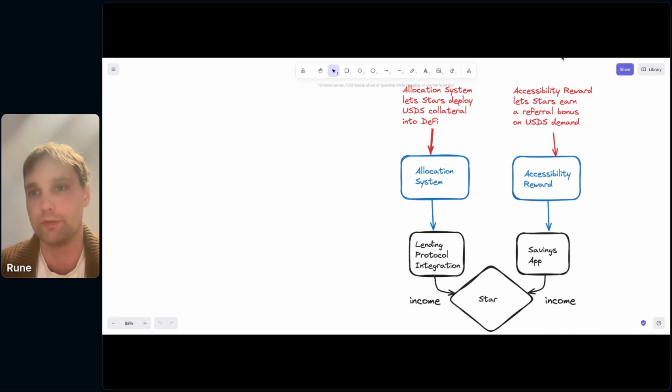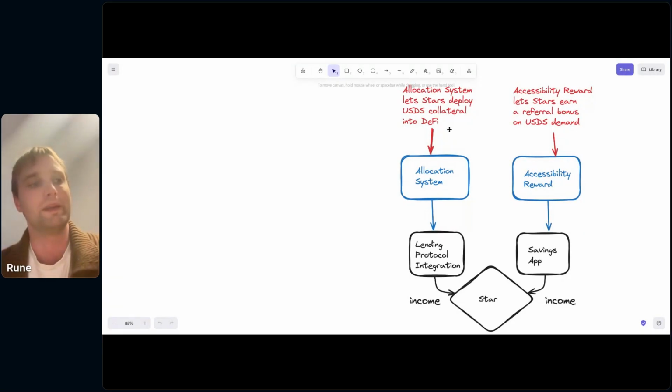And actually, if we get Rajiv back, then he can also talk about the recent accessibility reward FAQ. So in case people have read that and have questions, we can get a little bit into the accessibility reward. But the very basic description of it is that this is the demand side driver, right? While the allocation system is this Sky primitive, so this basic toolkit that a star can use in order to generate profits from deploying the USDS collateral in a way that helps generate value and good risk-adjusted return for Sky and USDS holders.